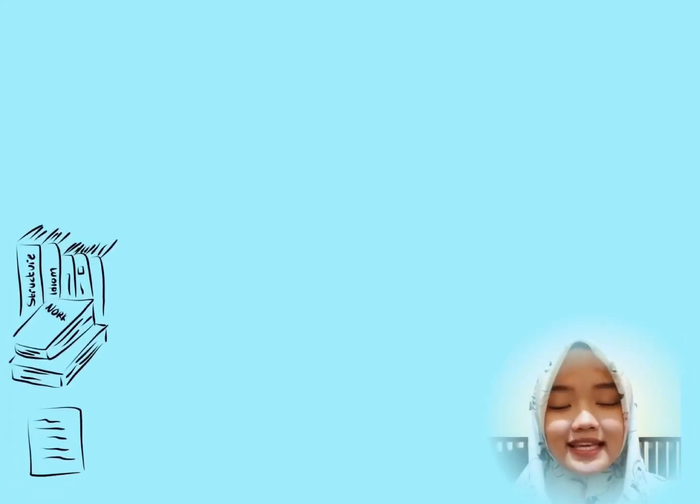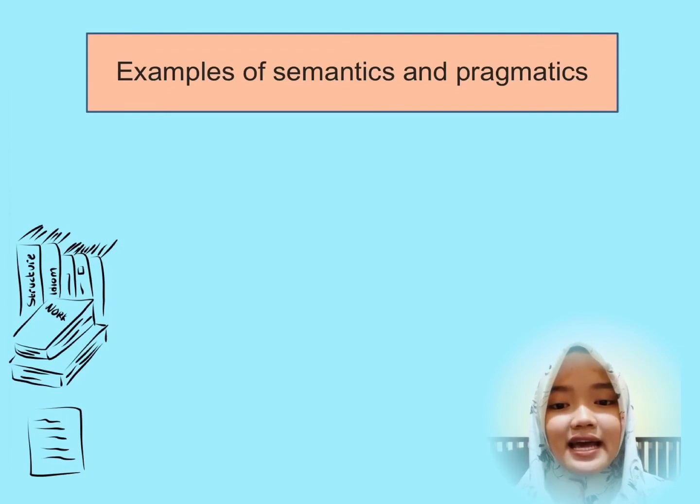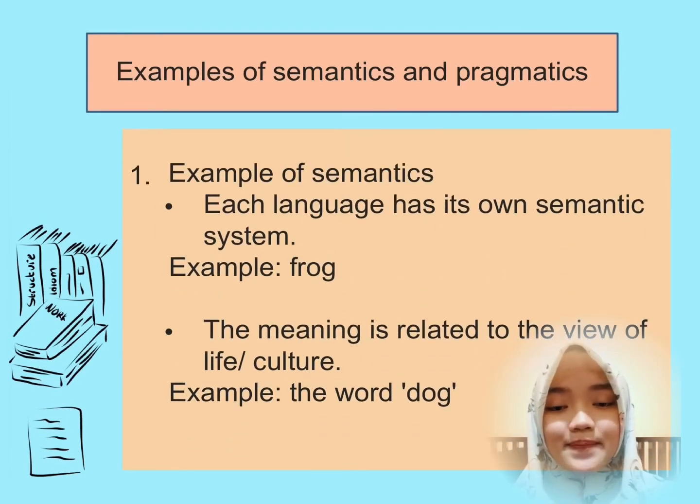Example of semantic. First, each language has its own semantic system. Example: a word in Sundanese means taking something from a deep hole, while in Indonesian it means animal, commonly called frog. Second, the meaning is related to the view of life or culture. Example, the word dog. For Muslims, the word dog can be interpreted as something unclean, but for Christians, it can be interpreted as a cute and adorable animal.